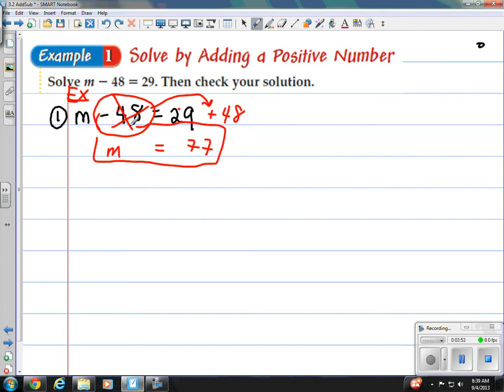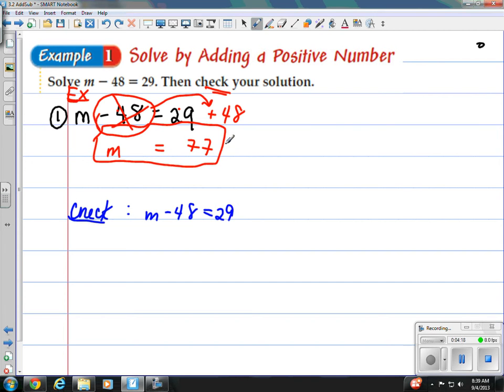Alright, and what we're going to do is follow our instructions. It says to not only solve, but also then check. So I'm going to come down here just below it and do my check, to make sure my answer is correct. And we always go back up to the original, so m minus 48 equals 29.